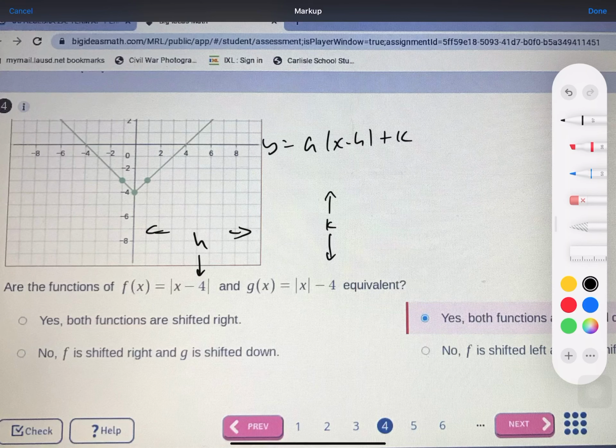Okay, so are the functions the same? No, even though they both have an x and a 4, the positions change everything. So this one is moved to the right by 4 spaces. This one is moved down by 4 spaces. So you got the graph correct for this one, and the next graph would be 4 spaces to the right, like that.